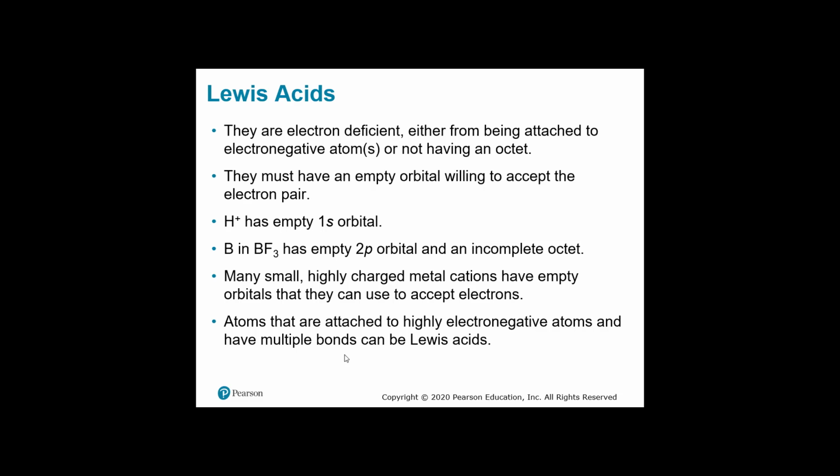And that's because not all Lewis acids will have a proton. So Lewis acids are electron deficient, meaning they don't have a full octet or are being attached to an electronegative atom, because they have to take an electron pair into an orbital. They must have an empty orbital in order to accept an electron pair. For instance, a proton has an empty 1s orbital. The boron in BF3 has an empty 2p orbital and an incomplete octet, so it can accept a lone pair. Many small, highly charged metal cations have empty orbitals because they have high oxidation states, and they can be used to accept electrons. And atoms that are attached to highly electronegative atoms and have multiple bonds can be Lewis acids.